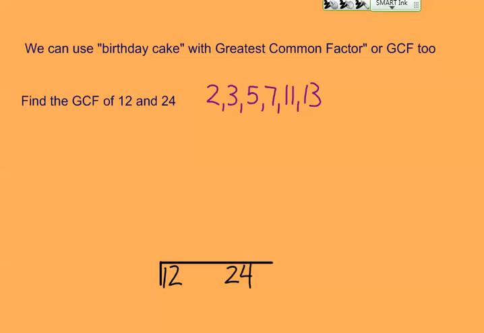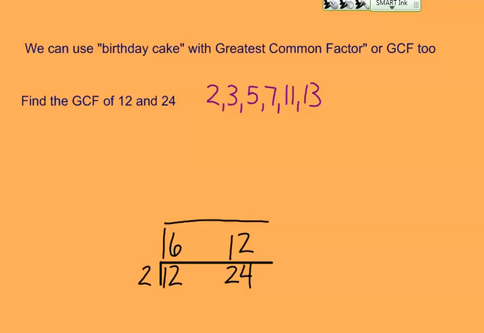And we're going to check 2 first. Does 2 go into both of the numbers? It has to go in both of them, not just one. And it does. 12 and 24 are even, so we know 2 does. 2 goes into 12 6 times. 2 goes into 24 12 times. So we do a cake.